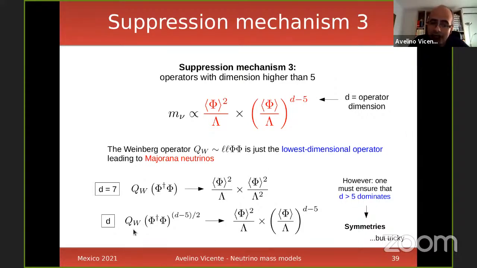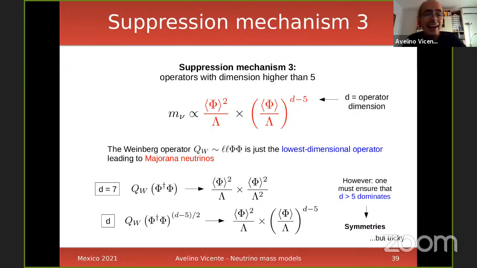You can generalize this idea to any dimensionality. If instead of phi dagger phi to the 1, you have it to (d minus 5) divided by 2, eventually you reach this expression for the factor that you get for neutrino masses, which is also given here. So this is the idea. If you have a model that does not realize the Weinberg operator, but realizes one of these operators of higher dimensionality, then automatically you have a suppression that is not 1 over lambda, but 1 over lambda to some additional power. So if this is the case, you don't need lambda to be that large because the suppression is more powerful in this case.